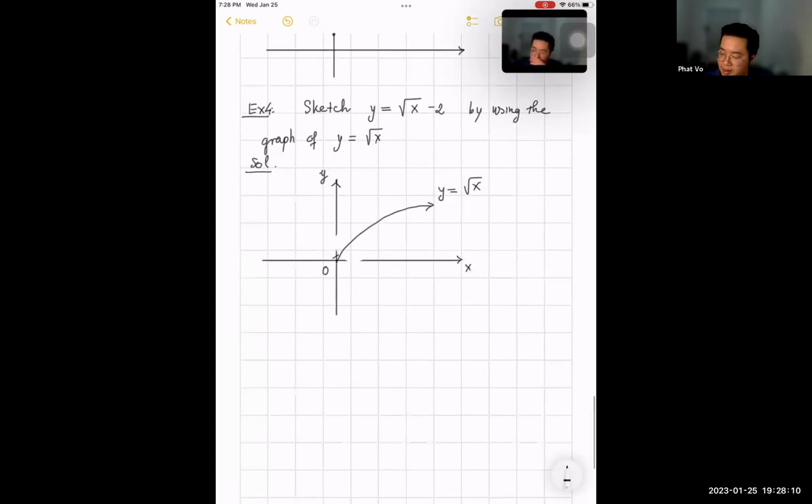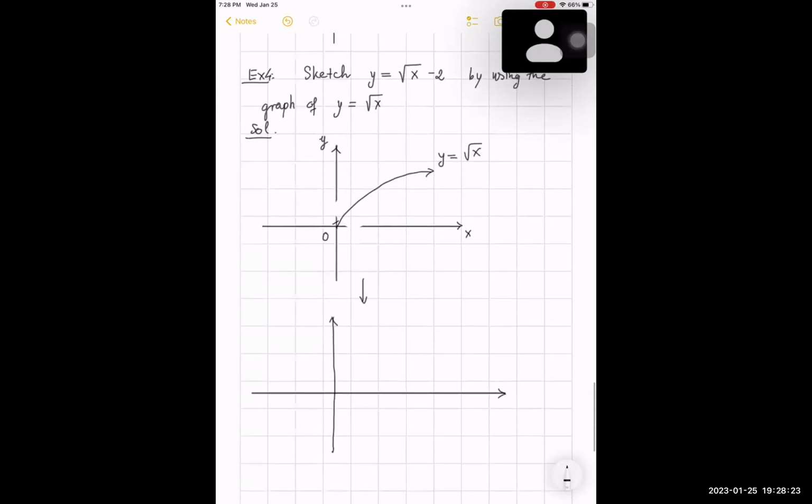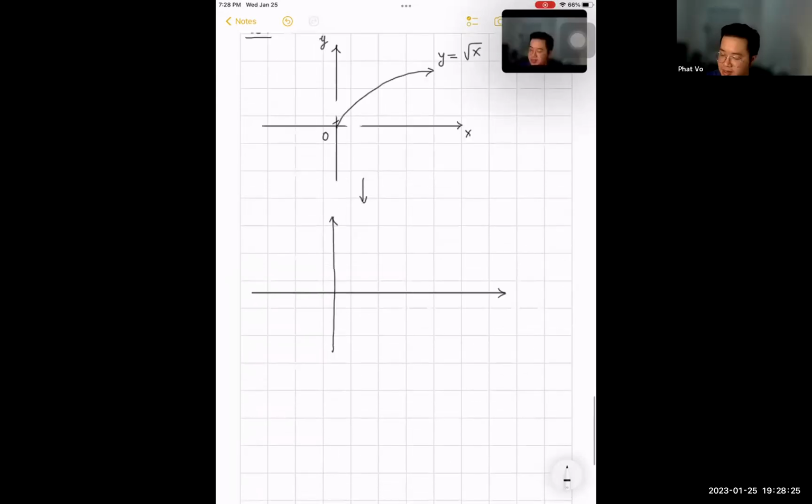Okay, so now we move on to the next step. We need to move the graph. So could you tell me, should I move down or move up? Down, down 2 units, right? Yeah, exactly. Here we start at 0, so we move down 2 units. So the graph should be like this.